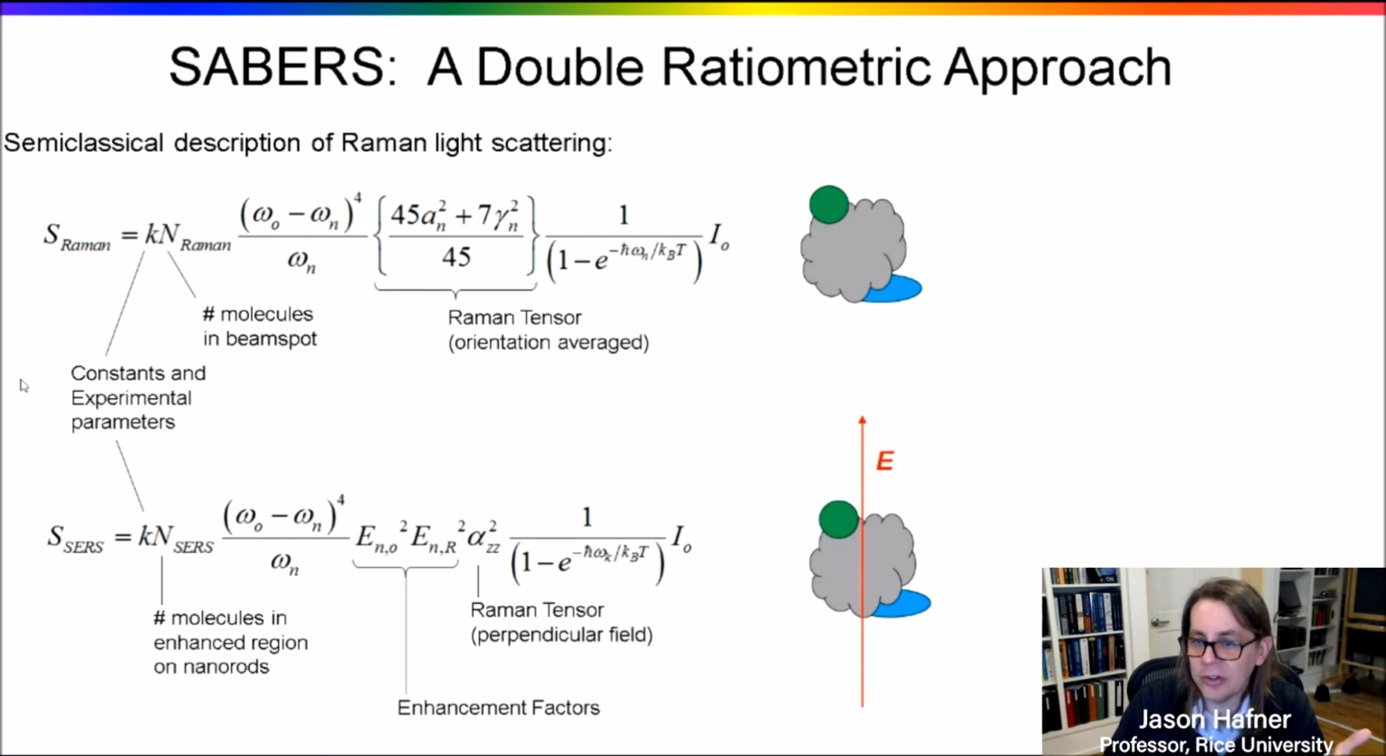For SERS, it does. So here, this is a combination of a bunch of tensor elements that's invariant with orientation. This is a single tensor element that says just the Z component. So that's the difference between Raman and SERS. Here, it's all orientations. Here, it's just along the E field. Here's the enhancement factors that we added to turn this into SERS, etc. So all we do really is we take ratios. So now this next slide, I'll give you an idea of how we do this, not the exact details.